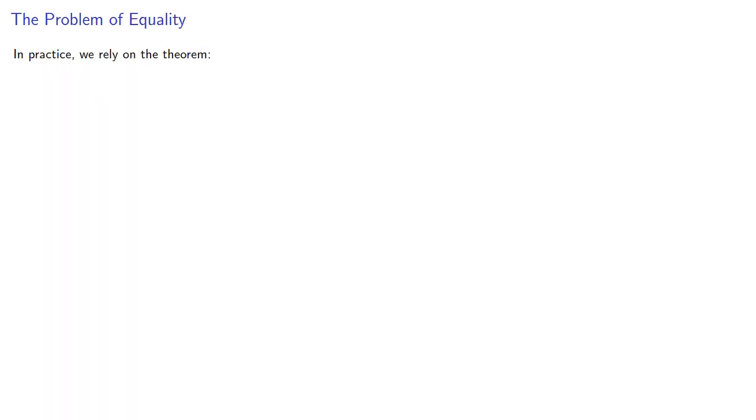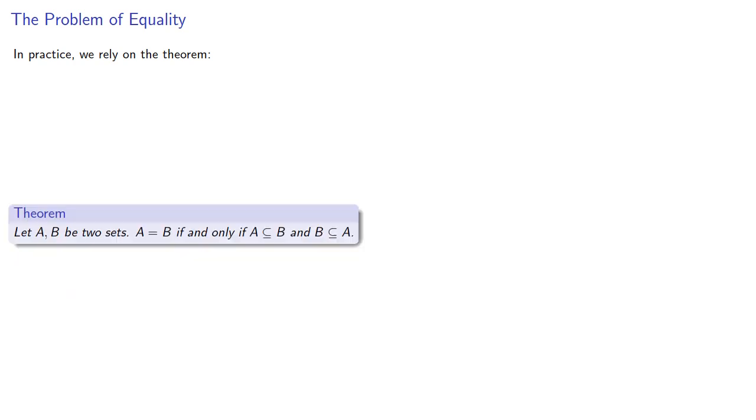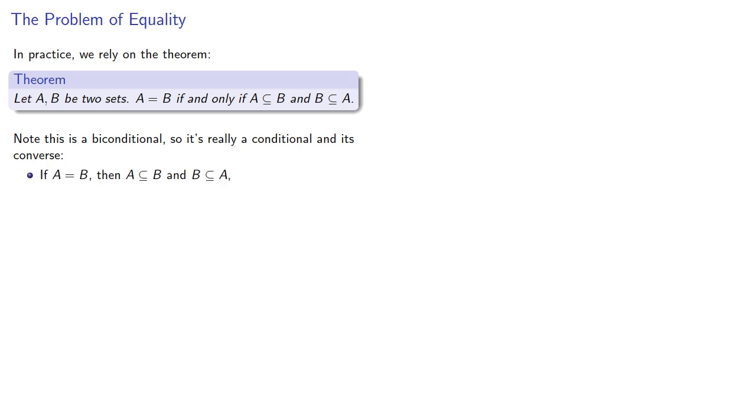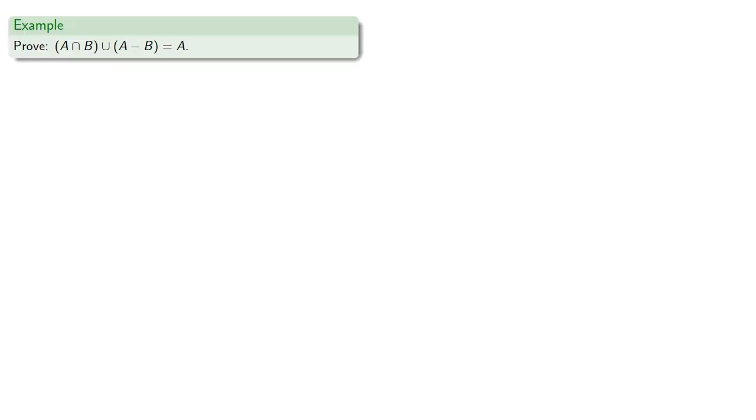Now, that means different things in different contexts, but in practice, for sets, we rely on the theorem: if A and B are two sets, A equals B if and only if A is a subset of B and B is a subset of A. Note this is a biconditional, so it's really a conditional and its converse. If A equals B, then we have the subset relationship, and if we have the subset relationship, then A equals B. We'll prove this by assigning it as a homework problem. But assuming that we have proven the theorem, let's try to see how it plays out.